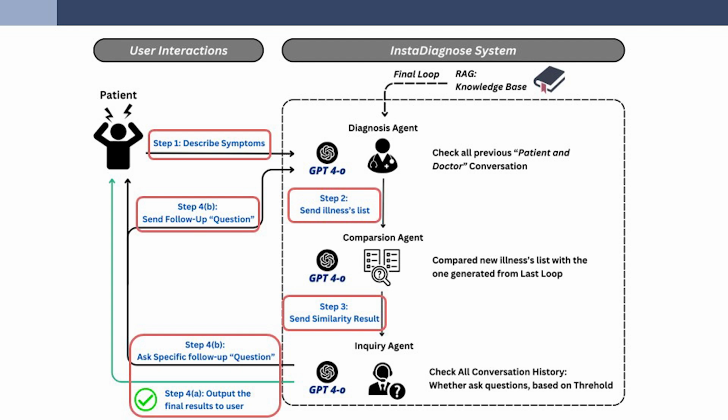inquiry agent. So in this new model, the patient describes their symptoms, and the diagnosis agent generates a list of 4 potential diseases based on the patient and doctor conversation history. If there is a previous disease list, the comparison agent calculates the similarity score, which can reflect the model certainty. This score, along with the diagnosis list and chat history, is sent to the inquiry agent. If the model is uncertain, the inquiry agent asks specific follow-up questions. Otherwise, it summarizes and presents the final diagnosis, which is enhanced with RAG.